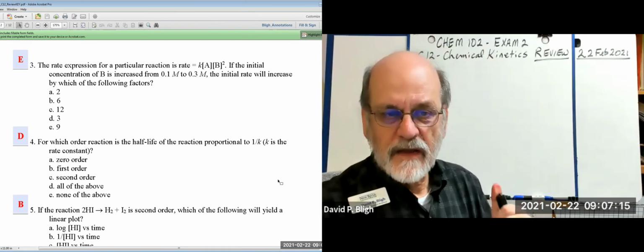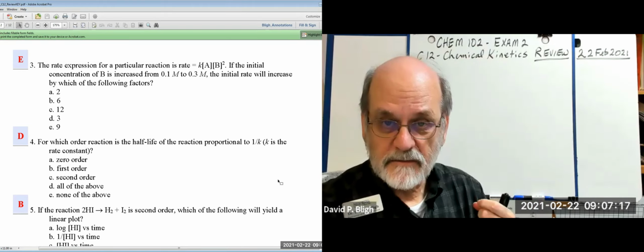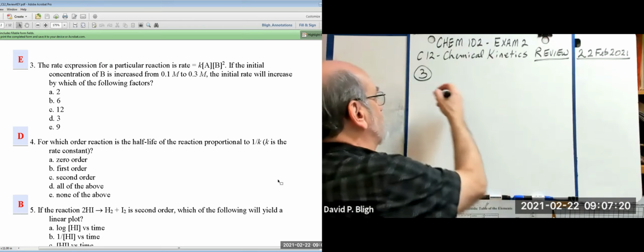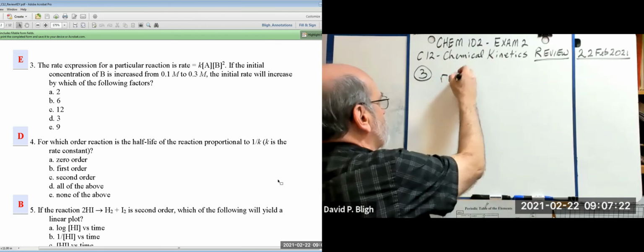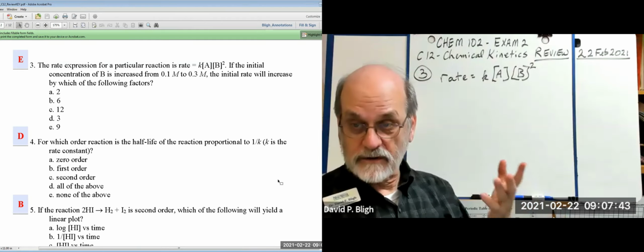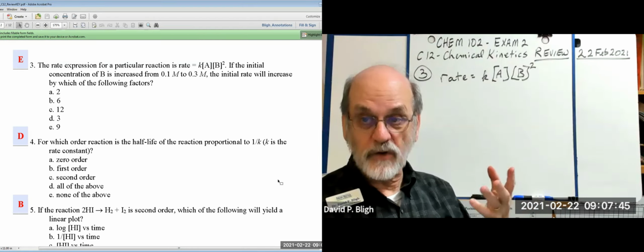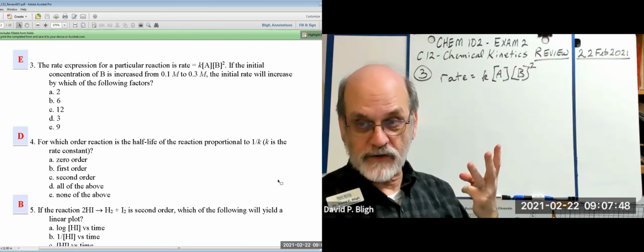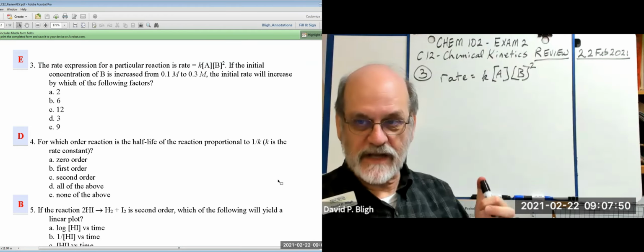All right, the rate expression for a particular reaction is this: rate constant times component A times component B. So the order of A is first order, the order of B is second order. And just as a point of information, the overall order for the reaction is third order. 2 plus 1 is 3, right? At least it was last time I looked.